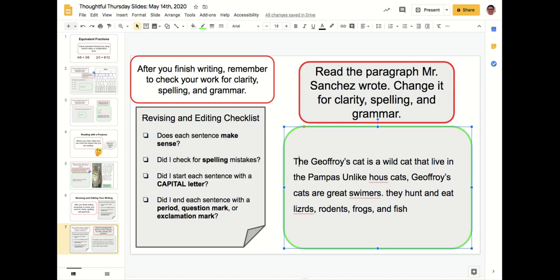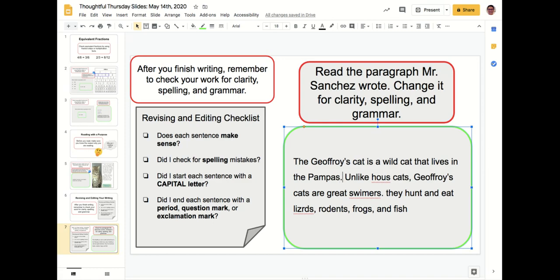Now, when I read that, something didn't sound right. The Jeffries cat is a wild cat that live. That doesn't sound right. It should be a wild cat that lives in the pampas. I noticed that this idea doesn't have a period at the end, so I'm going to put a period there. The Jeffries cat is a wild cat that lives in the pampas.